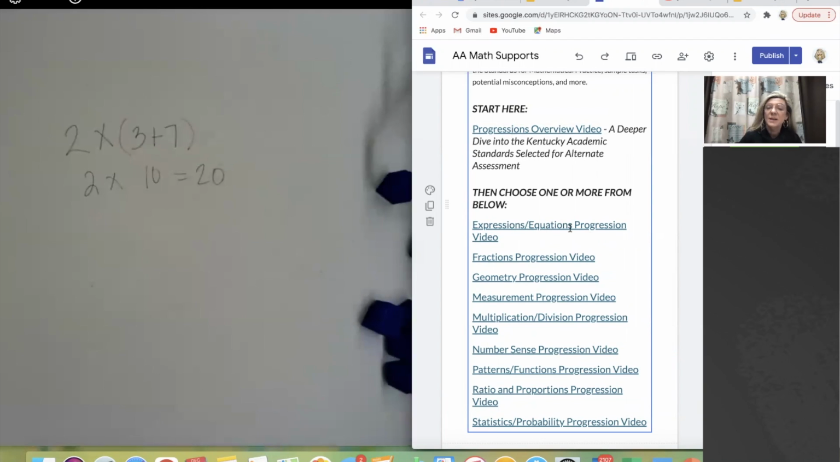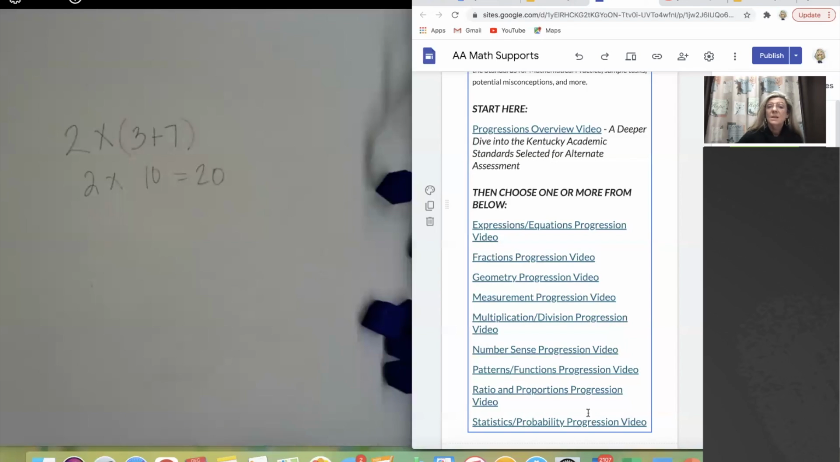There's one on expressions and equations. You can click on that if you want to see how expressions and equations begin in the early elementary all the way up through high school. Same thing with fractions. There's one with geometry, and it's at your own pace. You have to click to make the slide move on. It's not a video that you sit and watch per se. You have to advance each slide, so you get to do it at your own pace and your own time. And you can see there's one for geometry, measurement, multiplication, division, number sense, patterns and functions, ratio and proportions, and then there's statistics and probability.